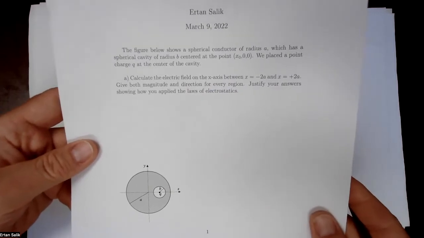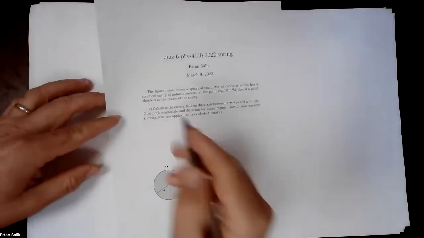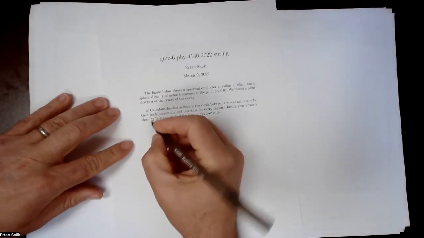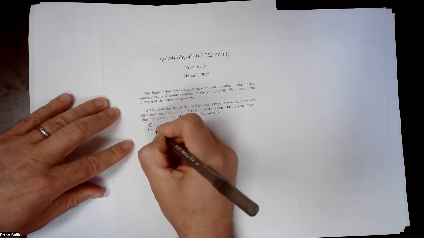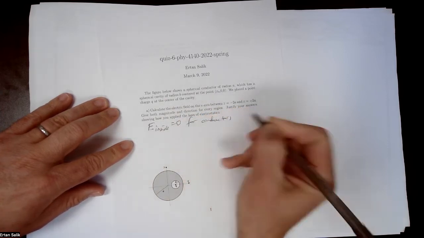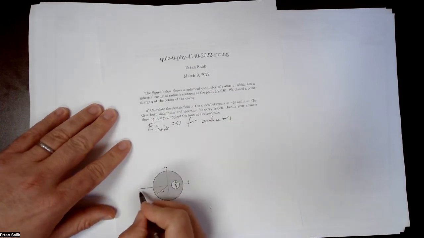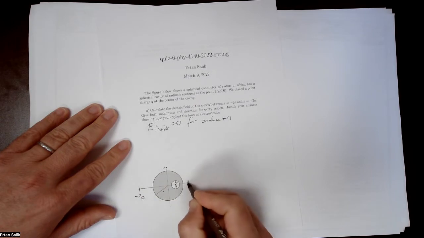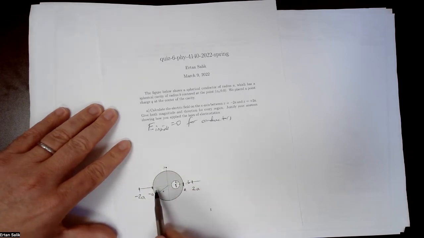First, calculate the electric field along the x-axis. This is a conductor, so the first thing we should remember is that in electrostatic conditions, E inside a conductor is 0. Now I'm asking for minus 2a to plus 2a. This is minus 2a, this is plus 2a, this is a, and this is minus a. So from minus a to a, I am within the sphere.